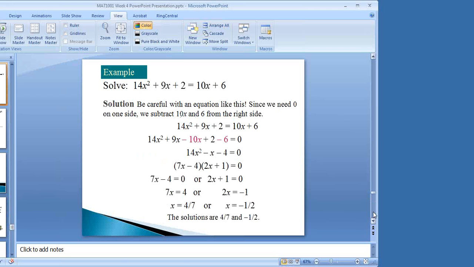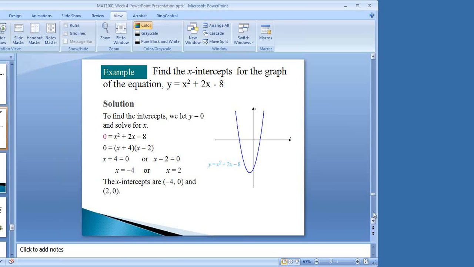So what would we do? We would have to subtract 10x from both sides, and then we would subtract 6 from both sides. Then it's in a form we can work with, and then we can factor. So you can see that the factoring you learned last week is super important for this week's material. And this is what I think you're going to find is pretty cool.